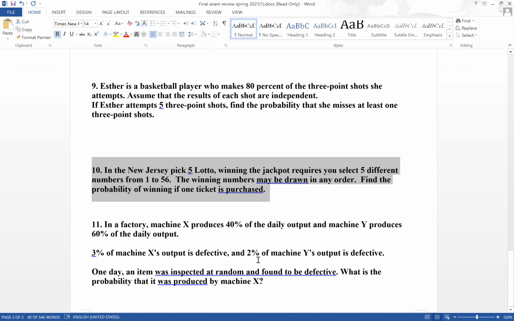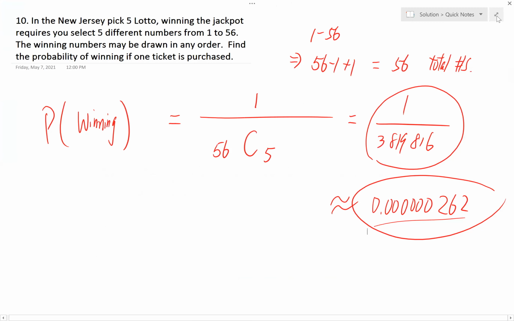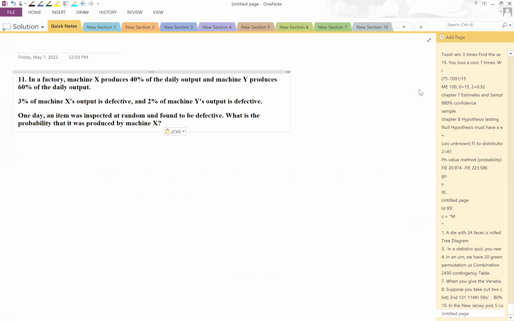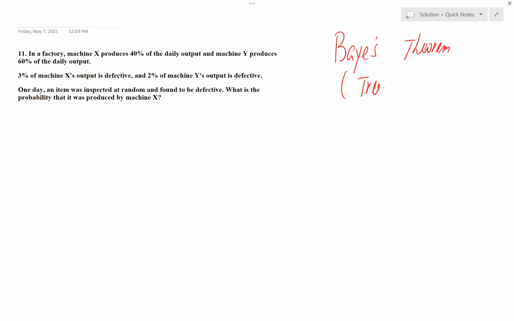Question 11, which is the last question. In the factory, machine X produces 40% of daily outputs, machine Y produces 60%. And it's very similar to the one we did during the class. We call this Bayes theorem, right? Bayes theorem is an application of the conditional probability. It's a special type of conditional probability. And then we typically use a tree diagram to look at it. And it's very useful in terms of understanding the relationship and also the breakdown of each outcome.